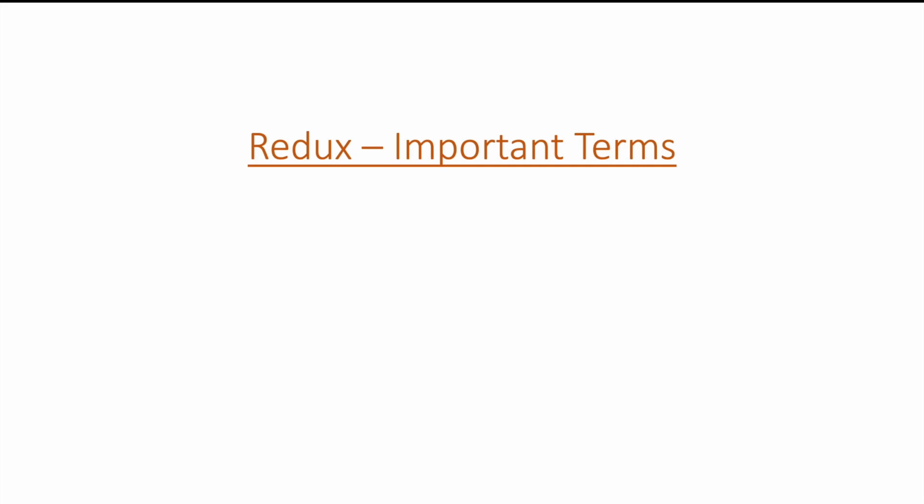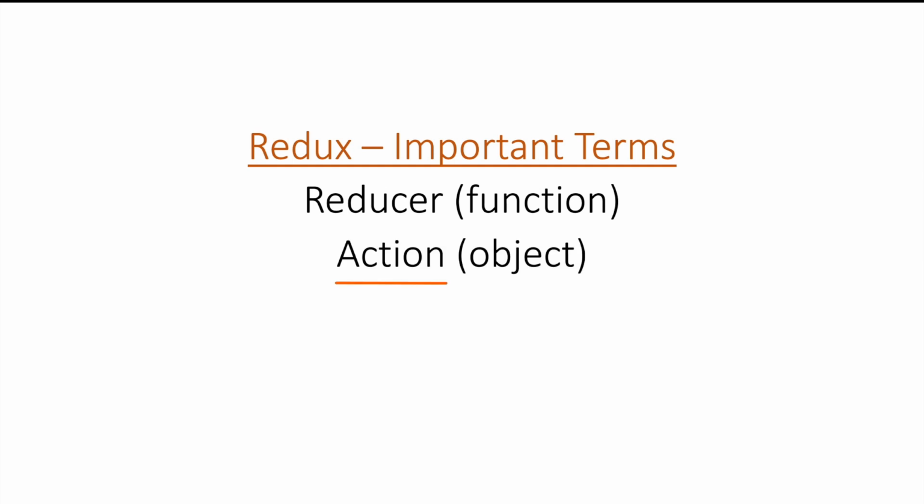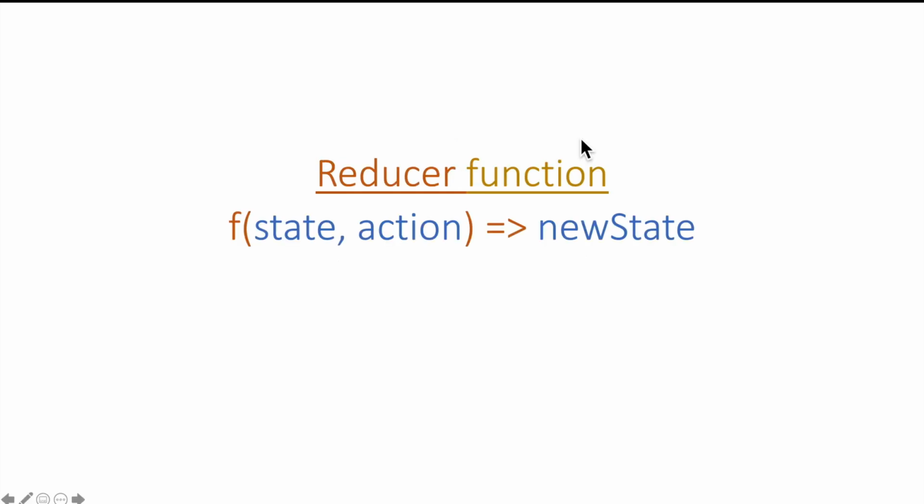Before we do our first example, let us look at a couple of important terms that are used with Redux. The first term is reducer, which will be a function, and the second term is action, which will be an object. If we use Redux in our application, we'll encounter these terms reducer and action on a regular basis. Please keep in mind that reducer is a function and it takes in two parameters, state and action, and its job is to return the new state.